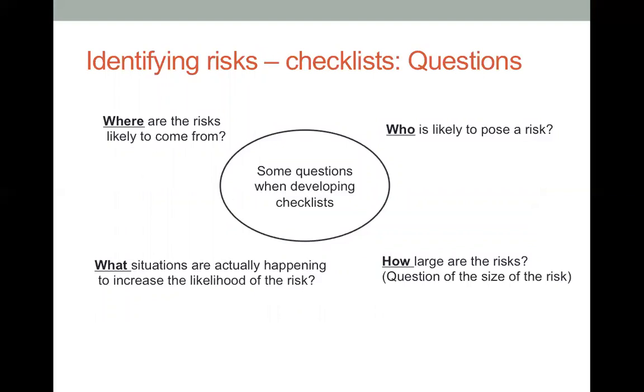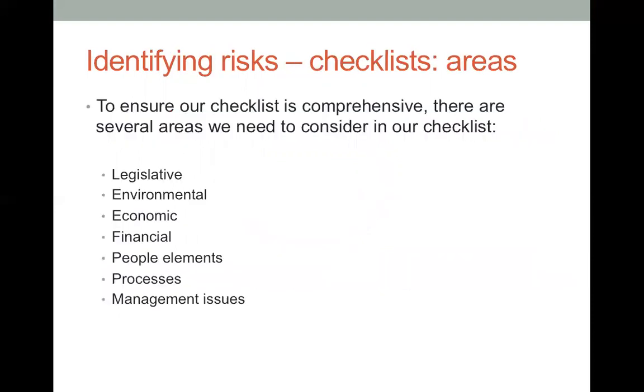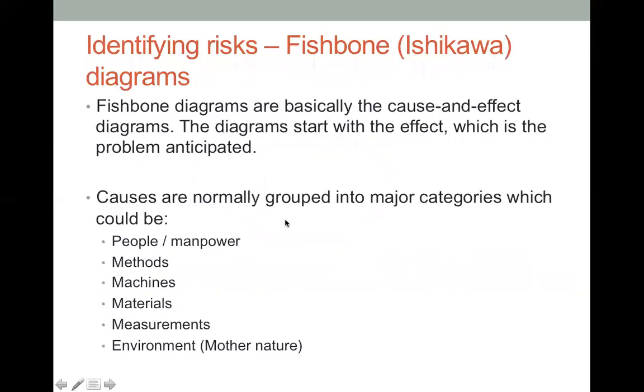the checklist. With the checklist, we are listing down some questions regarding where the risks are likely to come from, who is likely to pose the risks, the size of the risks, the situations that condition the risks, and the likelihood of the risks. Okay? And these are the areas that we can look at in terms of checklists.